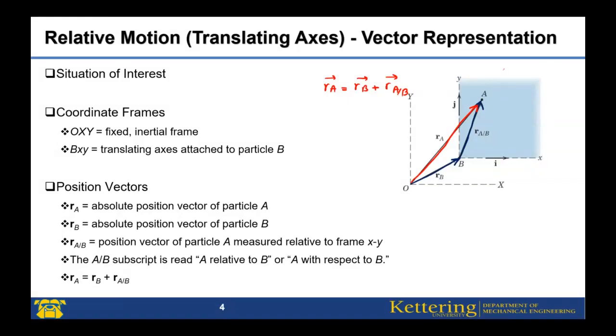This one is called a position vector, or relative position vector in vector form. In the vector form, you can see that I just write in the bold character. These are vectors, not a scalar. This is a vector, this is a vector, also this one is a vector.